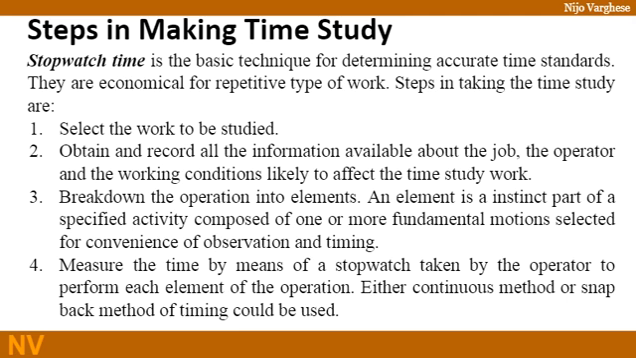The fourth step is to measure, by means of a stopwatch, the time taken by the operator to perform each element of that particular operation. Either the continuous method or the snapback method of timing can be used. Continuous method means after one element, immediately the next element and the next element, like that. Or we calculate the time taken for completing a particular element of work first, then we wait for the second time the operator does the same work, and we take the second element. That is the snapback method.